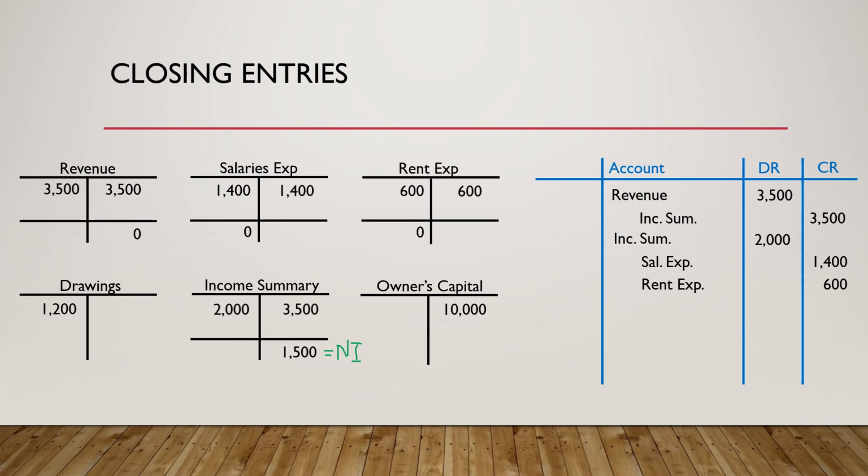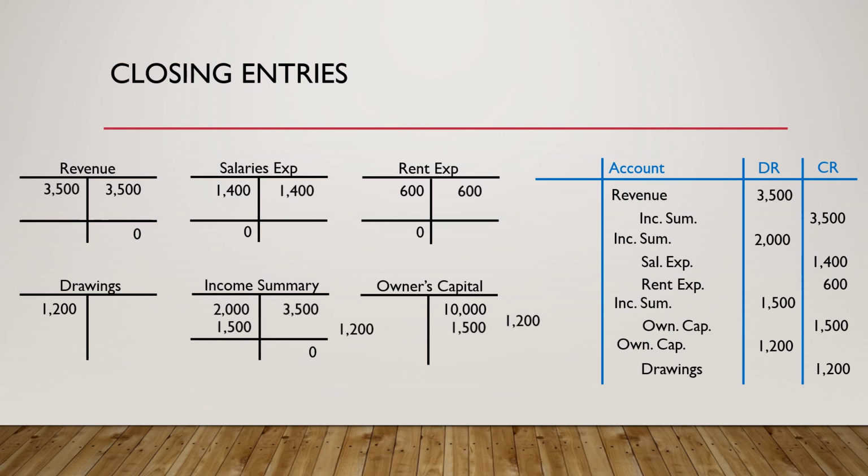Next, close income summary to owner's capital. Then close drawings to owner's capital. Once again, we arrive at the same ending balance in owner's capital. Any of the previous three methods will get us to the correct result.